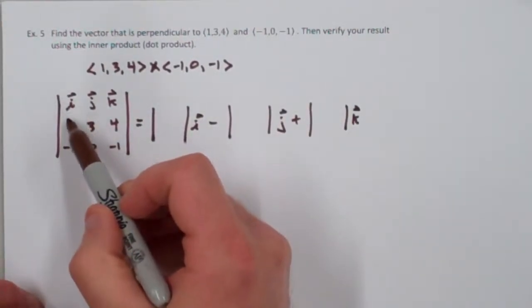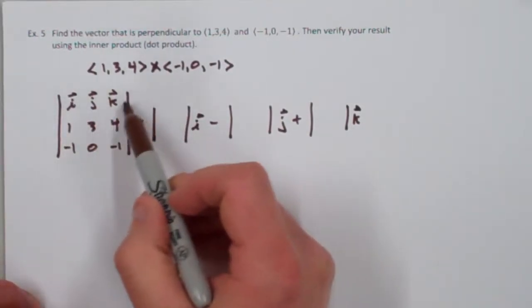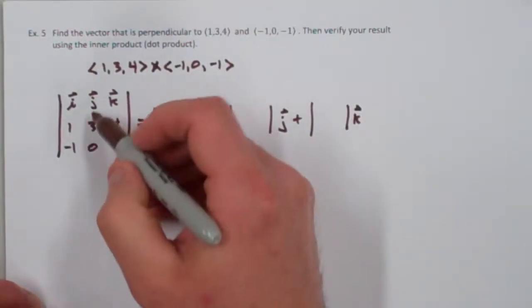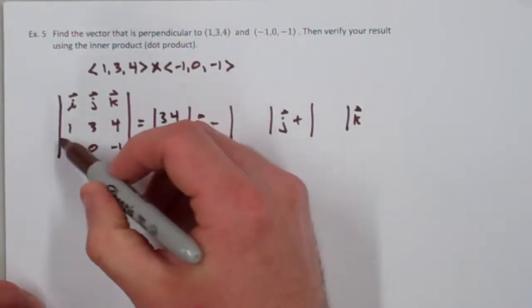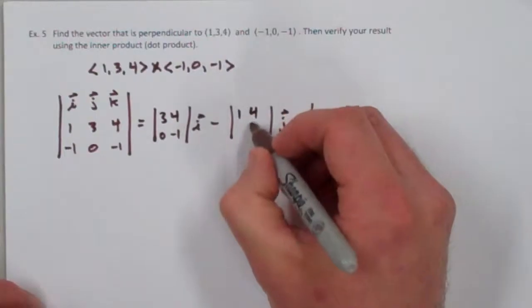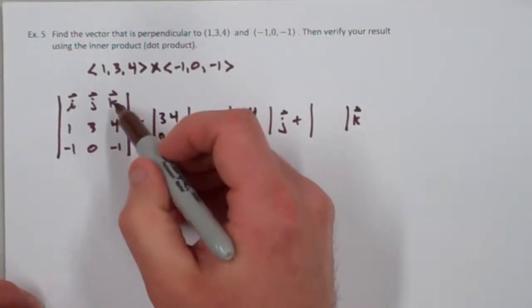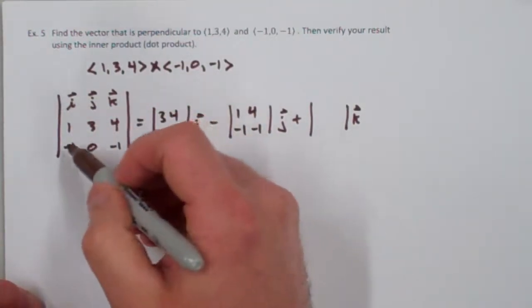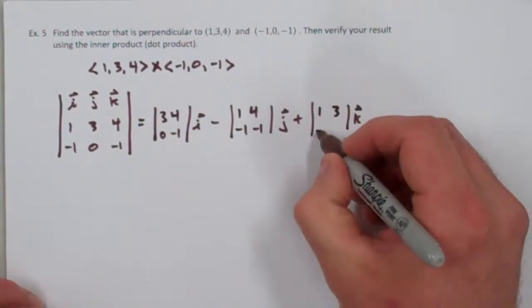And so we're just going to block out this column and this row. We'll be left with 3, 4, 0, negative 1. For the next one, we'll block out the middle row, 1, 4, negative 1, negative 1. For K, we'll block out this column and this row. So we've got 1, 3, negative 1, 0.